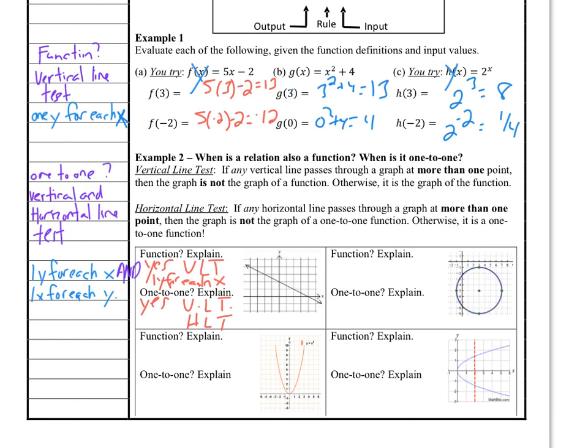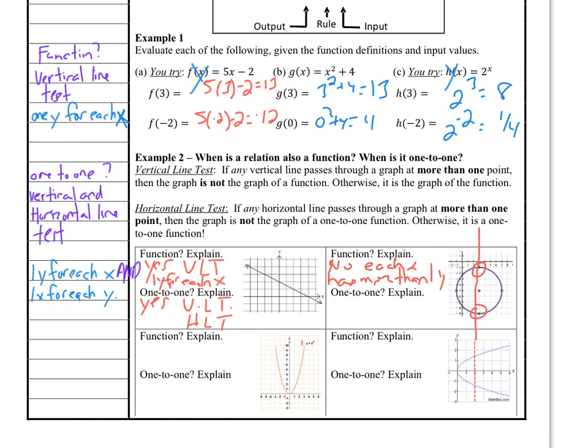Is it a function? Well, when we draw this vertical line right here, it crosses more than once. So we can say no, it is not. More than 1 y for each x. Let's just draw a line right here. You can see it crosses here and here. So each x has more than one y. Okay, and that's the same reason that it's not a one-to-one function.